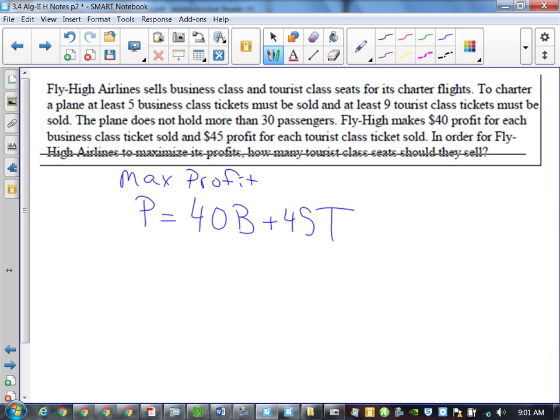That's my objective. My objective is to make that money. Okay? Can I have less than 0 seats of business class? No. Can I have less than 0 seats of tourist class? No. So that means this is going to be a first quadrant problem. See how that works? I can sell none of them, but I can't be less than 0. And I do the same idea for the tourist seats.